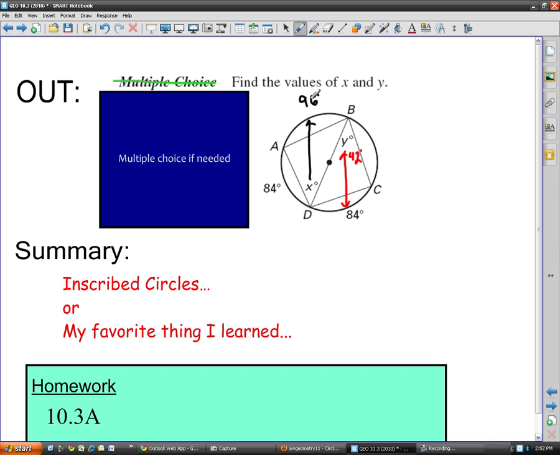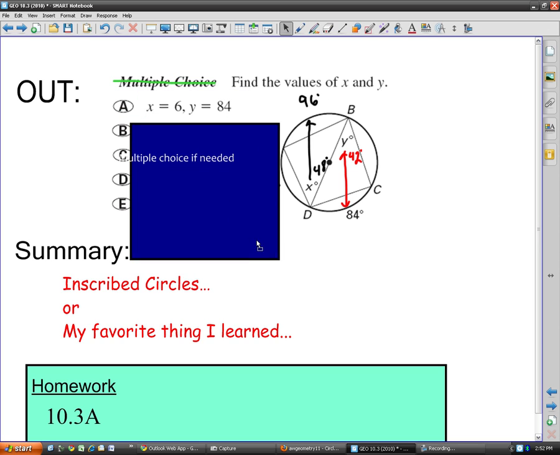And so let's see, it says multiple choice if needed. It's not letting me do it, so whatever. So I guess the choice would be 48 and 42, which happens to be B in this case.